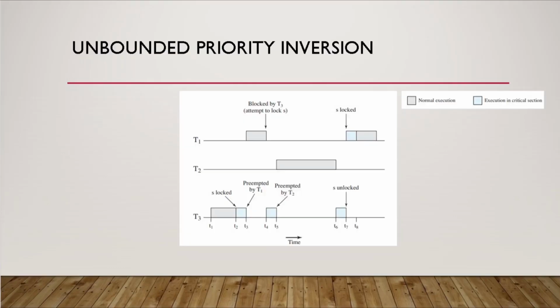Unbounded priority inversion. A more serious condition is referred to as unbounded priority inversion, in which the duration of priority inversion depends not only on the time required to handle a shared resource, but also on the unpredictable actions of other unrelated tasks as well.